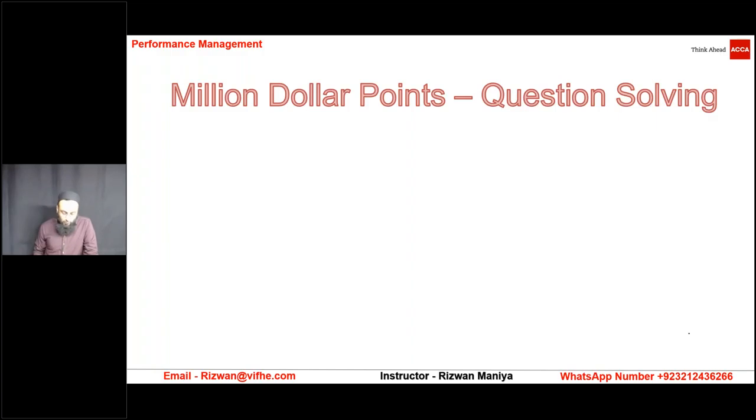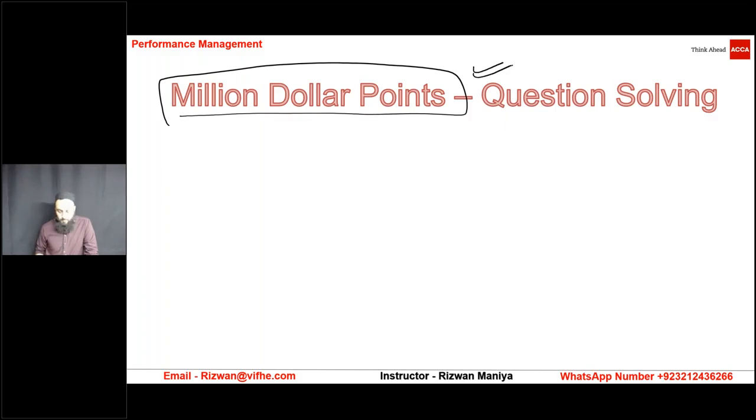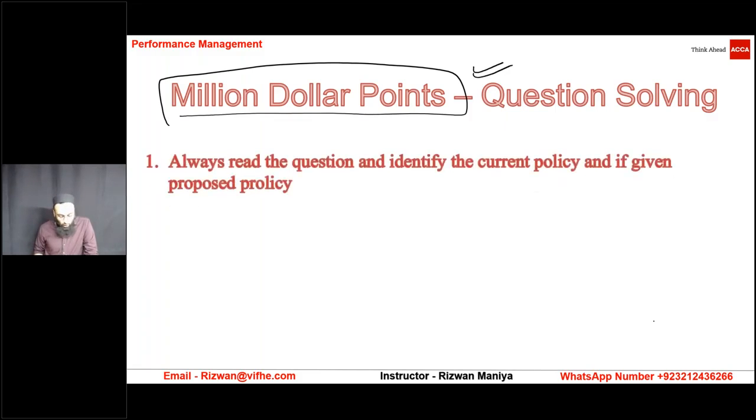Now, listen. When you use general rule, you have to remember these $1 million points. What other points? Always read the question and identify current policy. Current policy means the one that they are following right now. And if given, the proposed policy. Now, what is proposed policy? Any new policy that they are recommending, if there is any. So, $1 million point number 1.